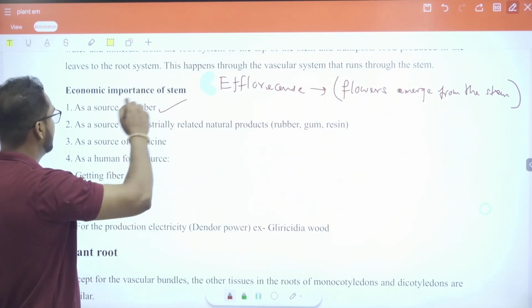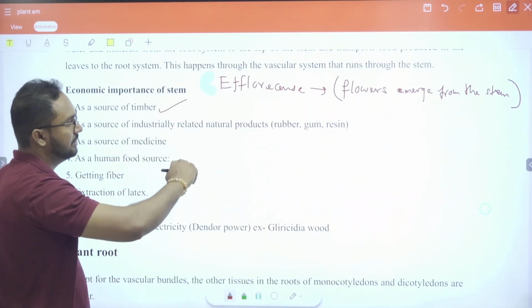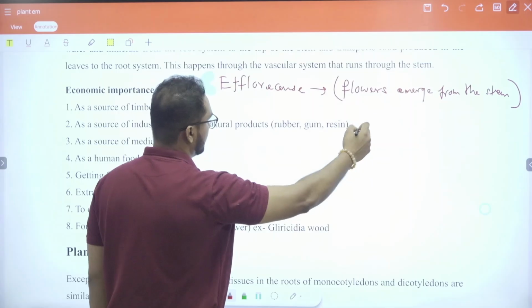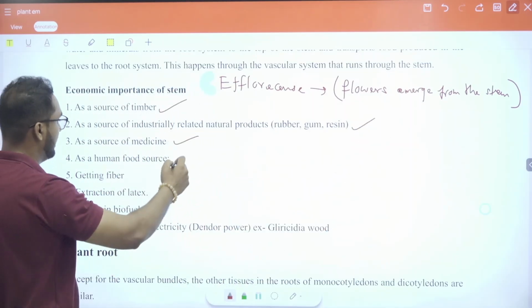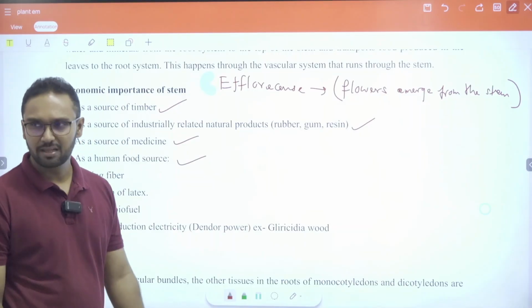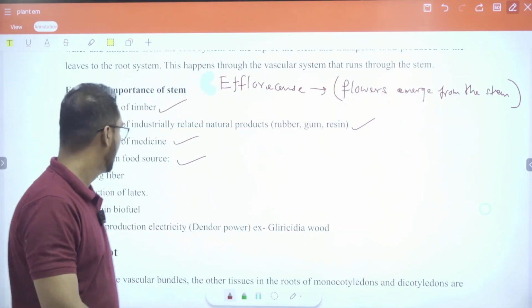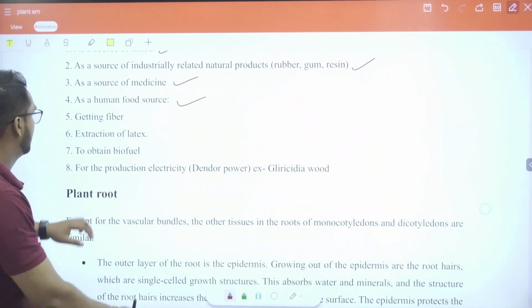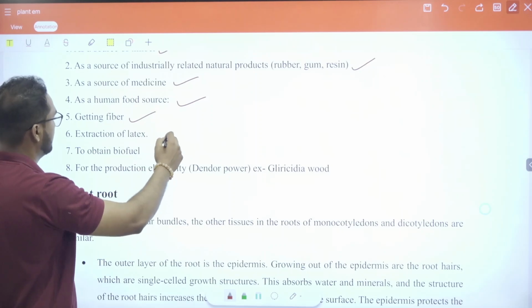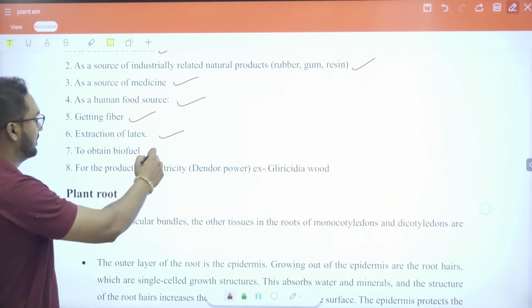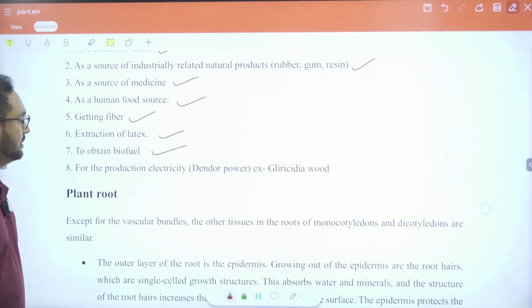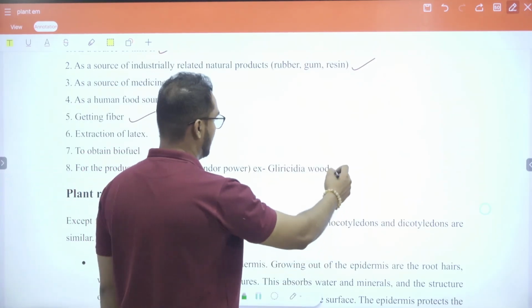A source of timber, a source of industrial related natural products like rubber, gum, and resins. A source of medicine, a human food resource. Getting fiber. Extraction of latex to obtain biofuel, for the production of electricity, like the Gliricidia wood.